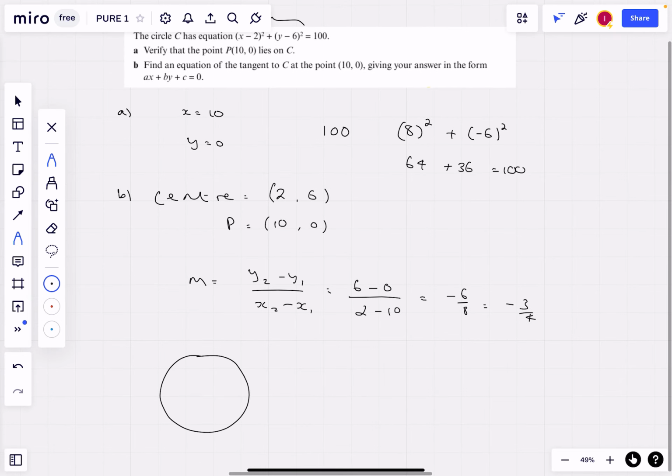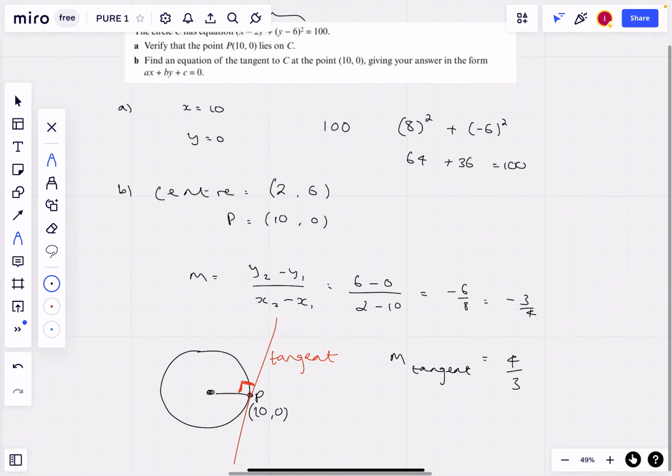So if I were to draw it, something like that. The tangent touches at that point, yeah? So the tangent at the point (10, 0), like that. This is my tangent. Let's pretend that's (10, 0). What's going to be the gradient of my tangent? The minus reciprocal, because remember, it's right angles. So 4 over 3. And it goes through the point (10, 0).